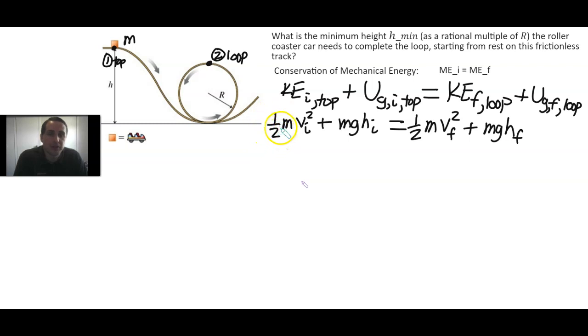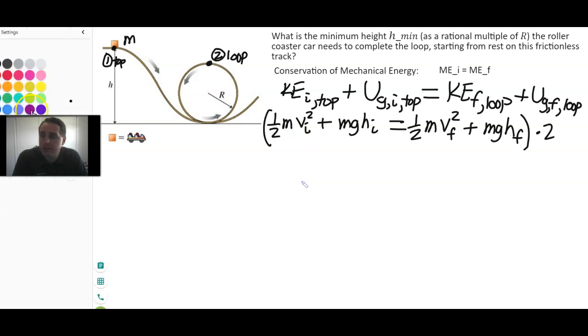So first things first, we can get rid of the 1/2 by multiplying everything by 2. This is often what we do in conservation of energy problems. Secondly, notice that mass is common to all these terms. So if we divided the entire equation through by mass, the masses would indeed cancel.